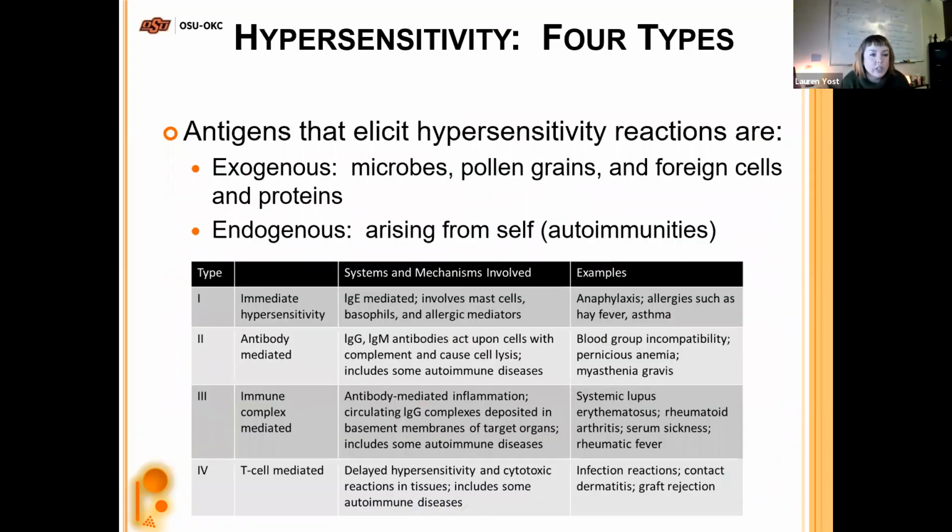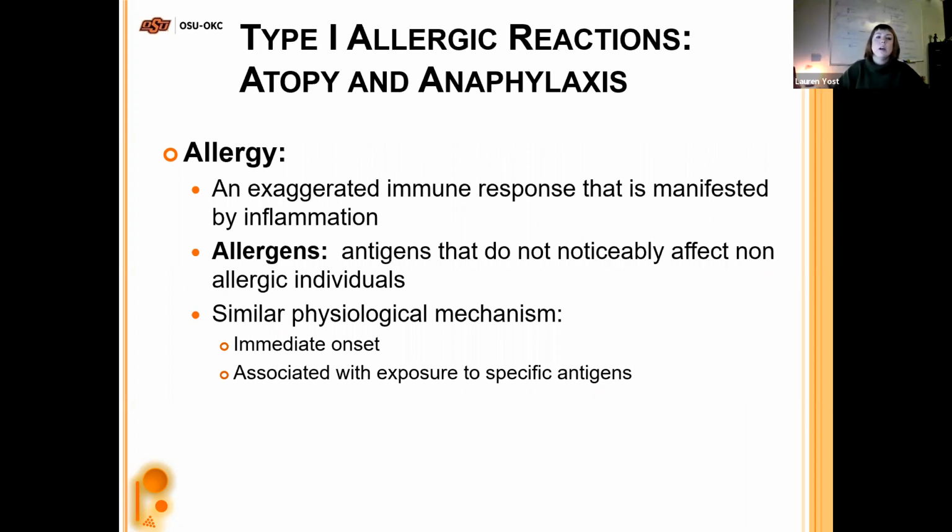So antigens that elicit hypersensitivity are going to be either exogenous or endogenous. These are terms that you should be familiar with by now. Exogenous from the outside, endogenous from within us. So with stuff that comes from within us that we're hypersensitive to, that would be an autoimmunity. So these are some examples down below here for each of these setups. If you want to look through these, we'll be going through most of these and giving examples for each one in the following slides.